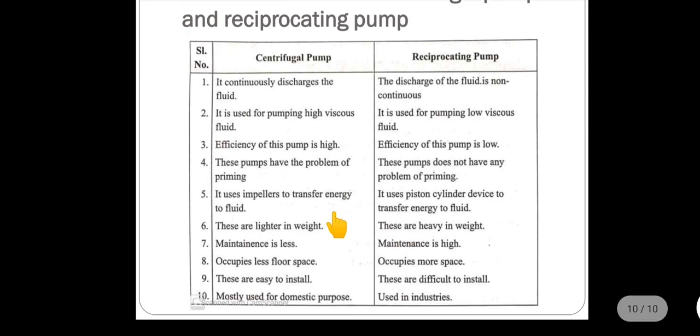Next, centrifugal pumps are lighter in weight and reciprocating pumps are heavier in weight. Next, maintenance is less in a centrifugal pump and high in a reciprocating pump. Next, since it is lighter in weight, it usually occupies less floor space, but a reciprocating pump requires more space.